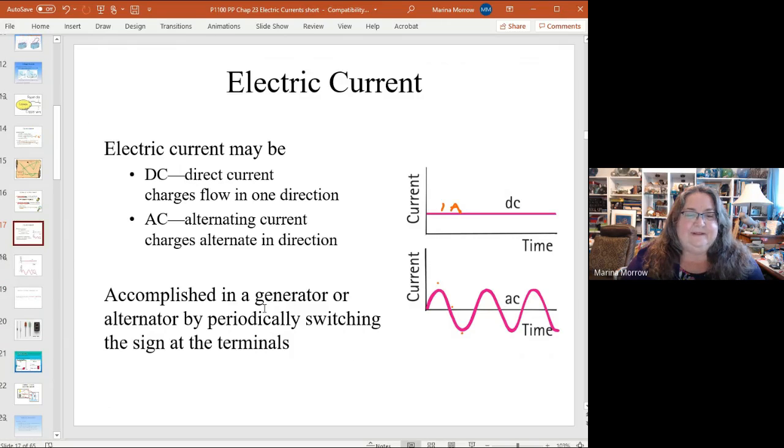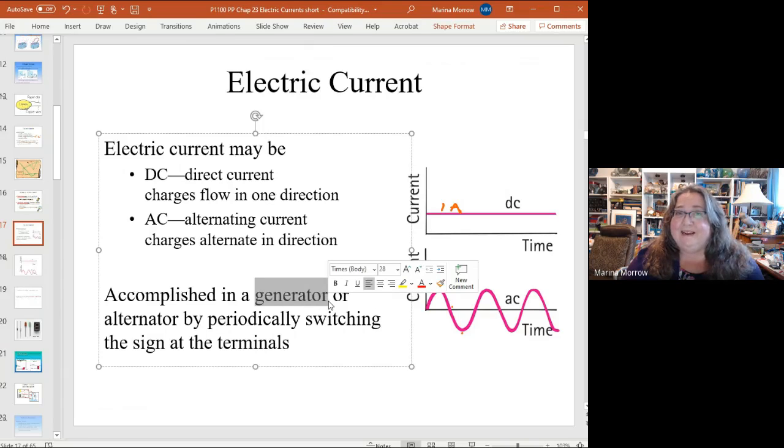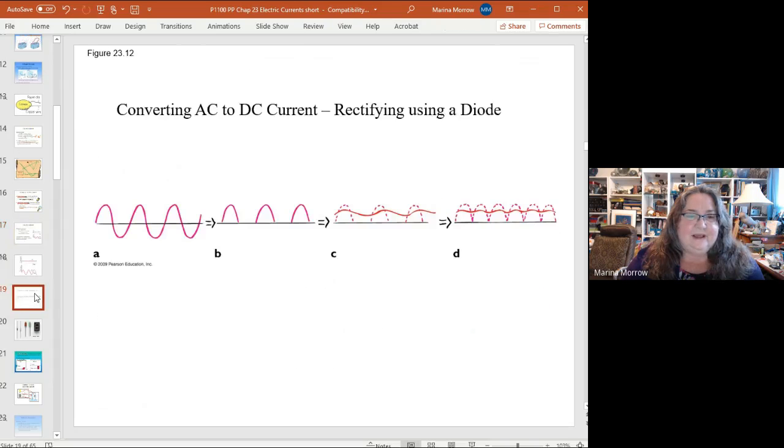And this happens in an electric generator. When we talk about the AC generator, we'll talk about how easy it is to make alternating current. It's very, very simple, and that's one reason that we use it. Now, alternating current can be converted to DC current using what's called a rectifier, which uses a diode.